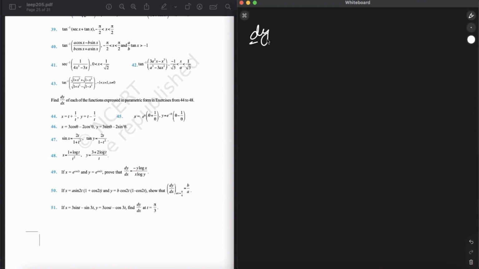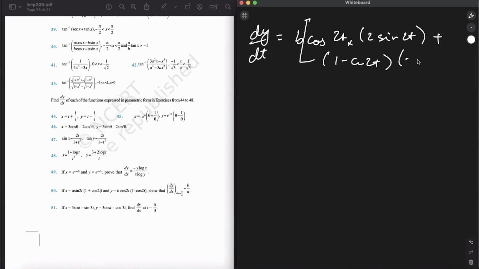Now dy by dt is equal to b cos 2t into 2 sin 2t, plus 1 minus cos 2t minus 2 sin 2t. And this becomes the complete dy by dt.